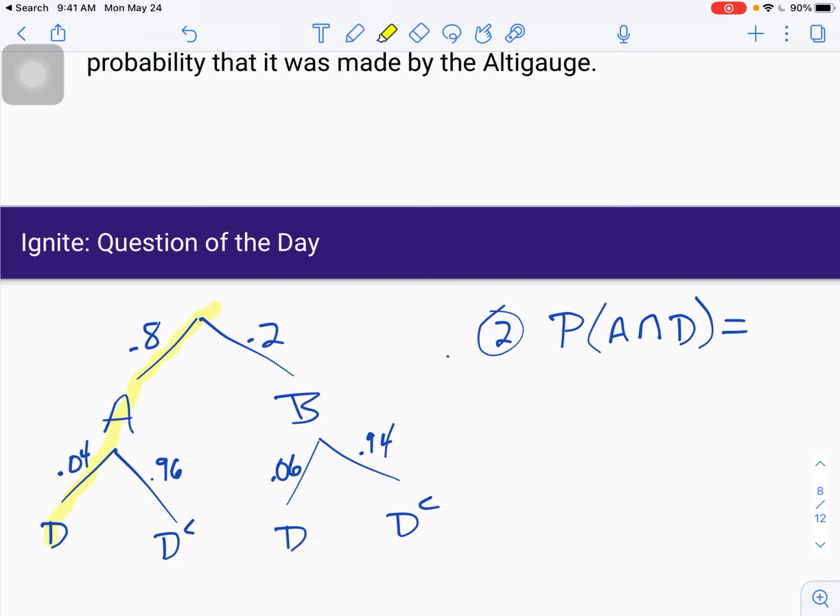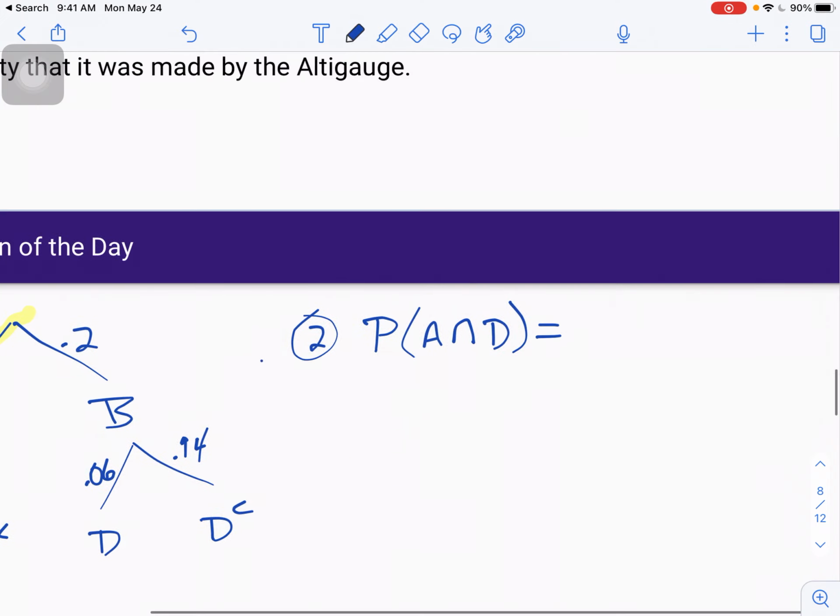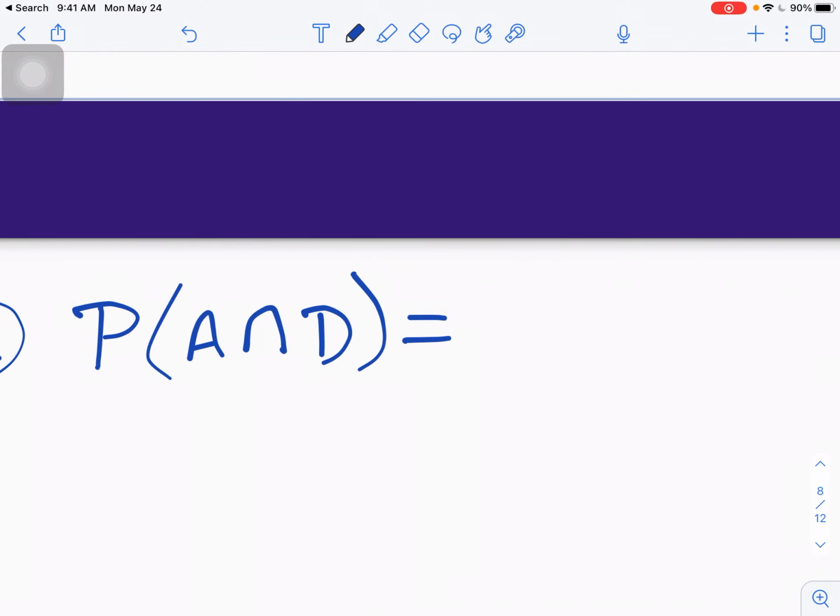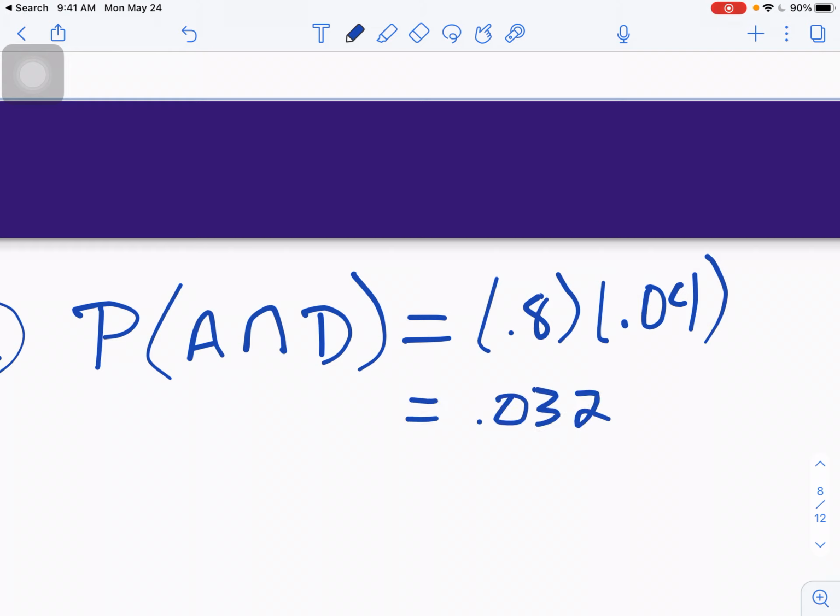We just go down this branch of the tree diagram, which represents all the ELTs that are from AltaGauge and defective. If we have our tree diagram set up, we can just multiply right down the branch of the tree. This is really using the general multiplication rule. So I'm taking 0.8 times 0.04. If I multiply those two numbers together, I get 0.032. That means that 3.2% of all ELTs both came from AltaGauge and were defective.